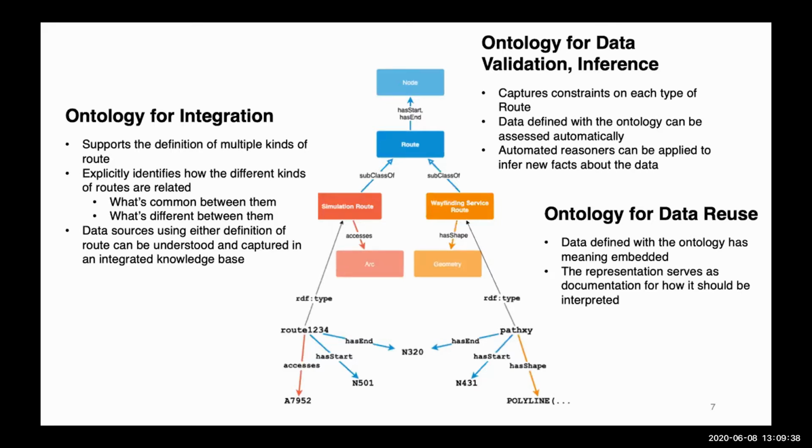Beyond this, the ontology also improves our opportunities for data reuse because you can see that any data that's been encoded or mapped into the ontology representation also now has its meaning embedded. So now there's no longer a question about what that particular column means. It's explicitly described in the knowledge graph.